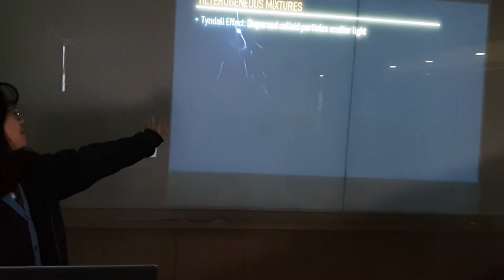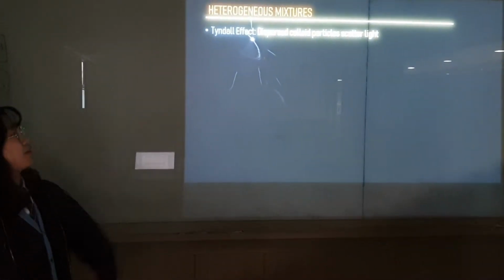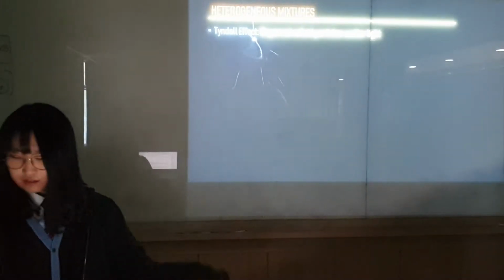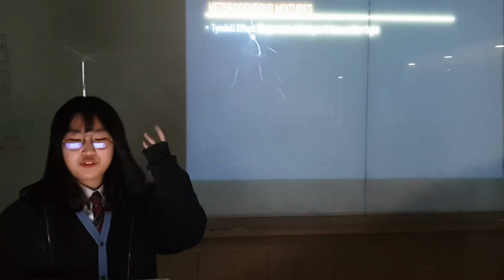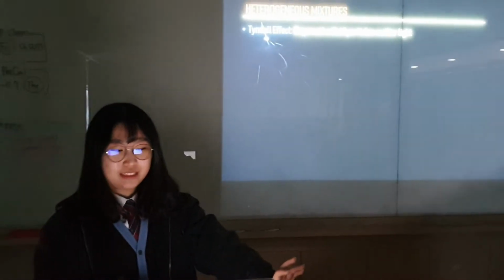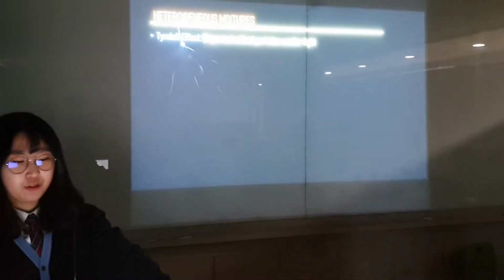And there's the Tyndall effect. The Tyndall effect is when dispersed colloid particles scatter light. To explain more, it is the scattering of light as a light beam passes through a colloid, and the individual dispersed particles scatter and reflect light, making the beam visible.